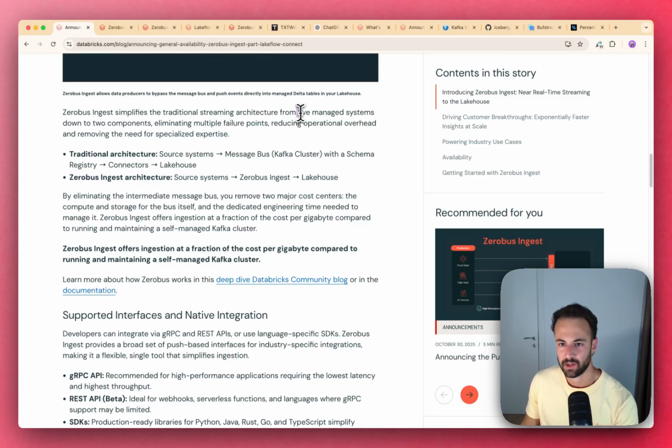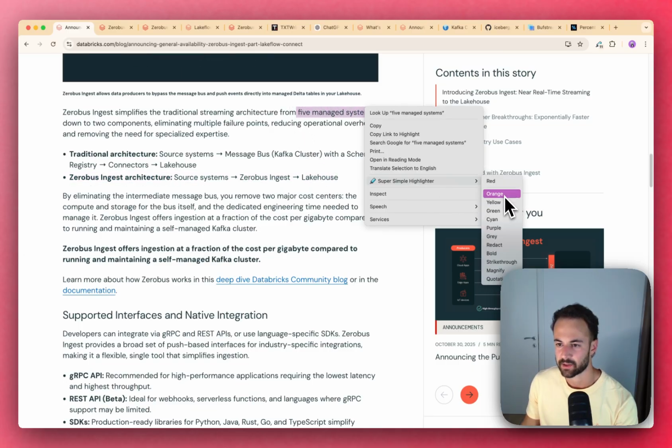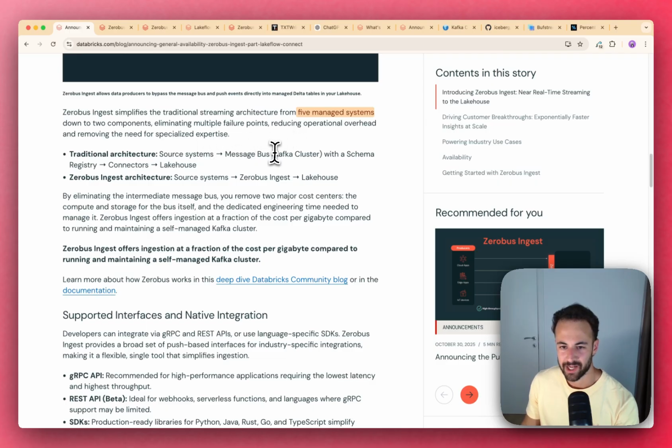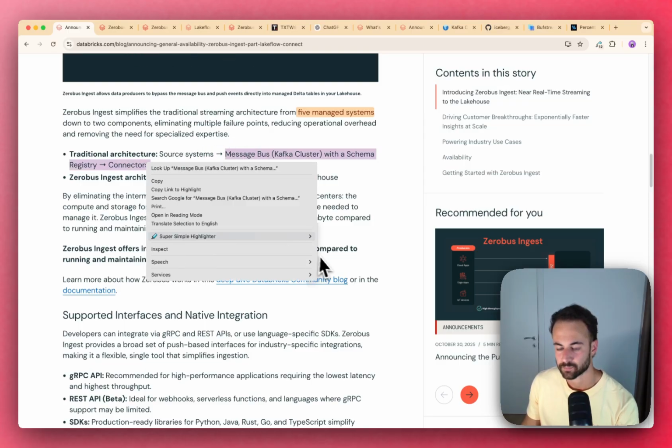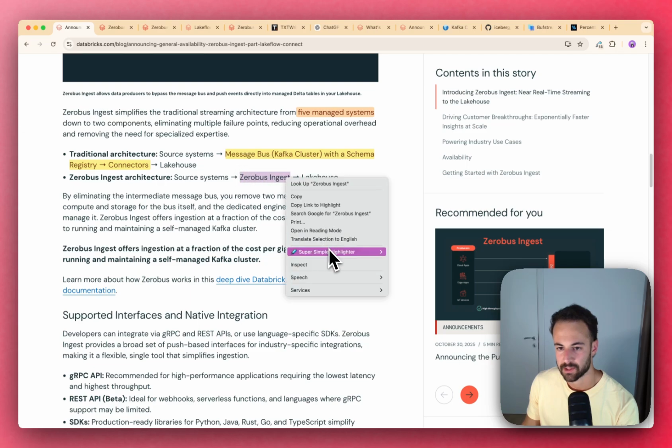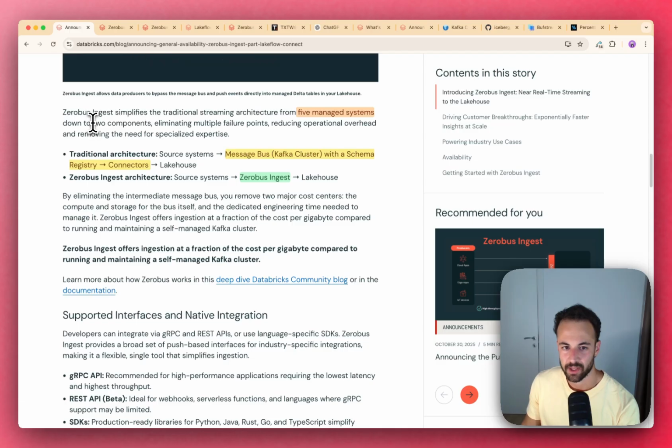Now, I don't see where the 5 systems are. Let me count them. Kafka is one system, schema registry is the second system, okay, and connectors are the third system. And here is just one. So really it's just bundling everything into one thing. But that's 3 to 1. Is my math wrong? They say down to 2 components. Well, the 2 components are the Zerobus Ingest and the Lakehouse, 1, 2. And here it's 1, 2, 3, 4 components. So it's 4 to 2, actually. I'm not sure I see the 5.